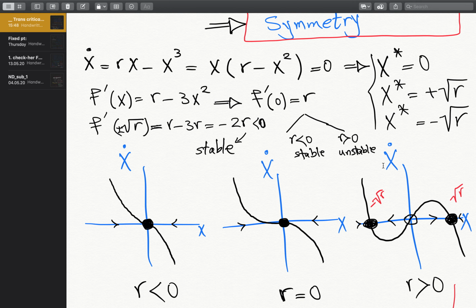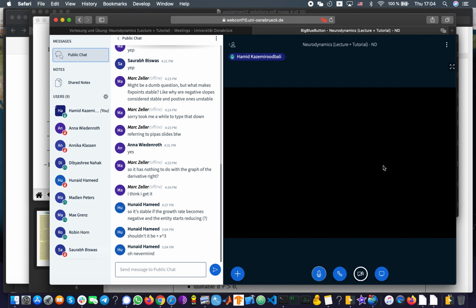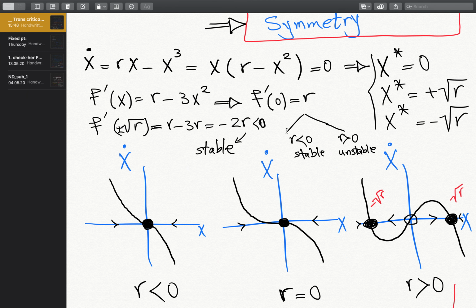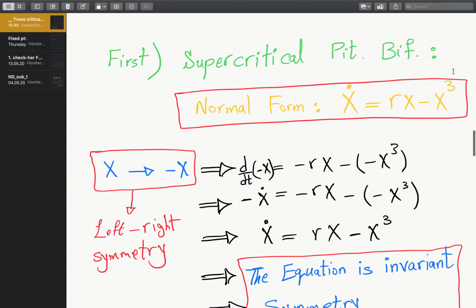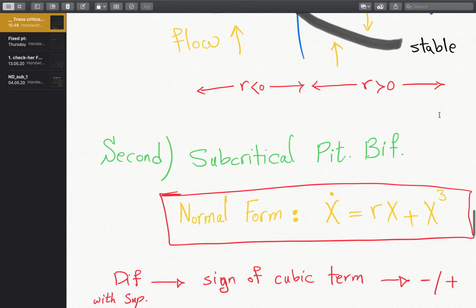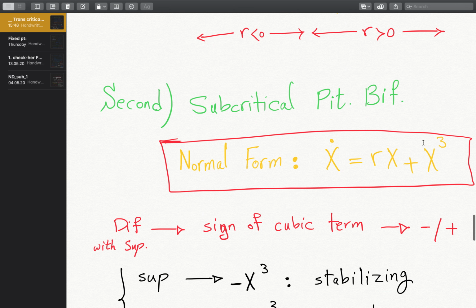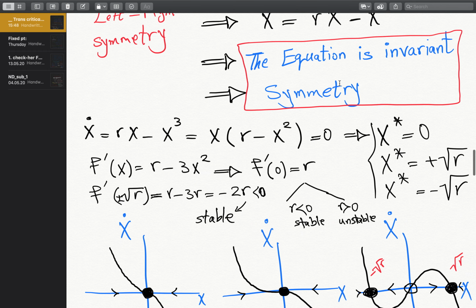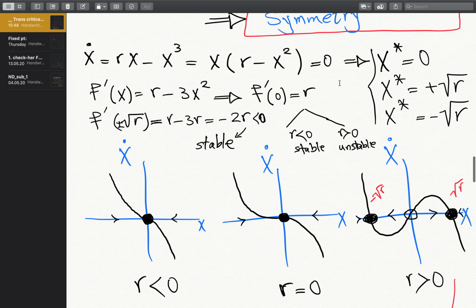Okay, let me check whether there's a question. Plus x cubed. This is a good question actually. This is a very good question, because here we have minus x cubed, and there we have plus x cubed, and this is another type of pitchfork bifurcation. This is the second form. It's an interesting thing actually, which we will talk about soon.